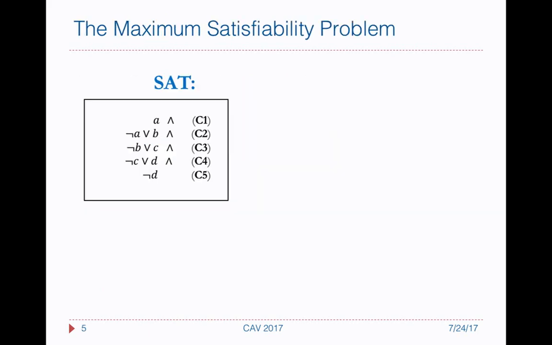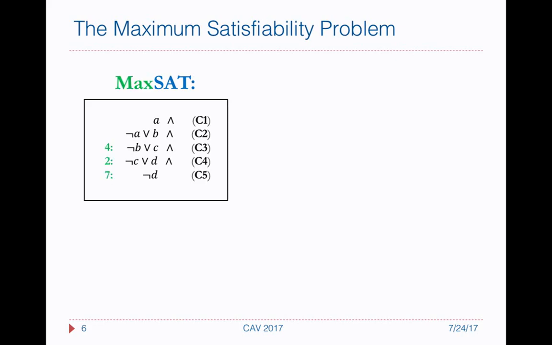So to better understand a classic constraint optimization problem, let us start with a problem that is sort of the prototypical constraint satisfaction problem, the Boolean satisfiability problem. So the SAT problem takes as input a formula of the form I've shown here. It is a set of clauses, here C1 through C5, over Boolean variables, in this case A through D. And the desired output is an assignment of Boolean values to these variables that satisfies all the clauses in this formula, if such an assignment exists. Okay?